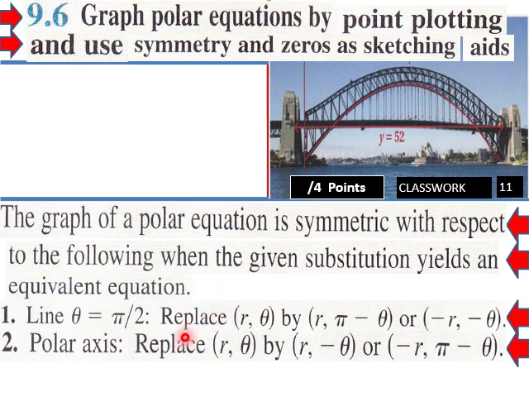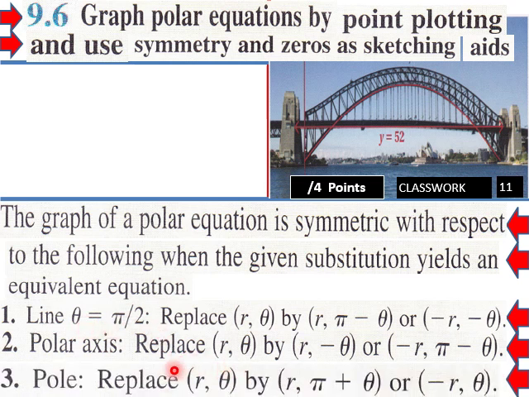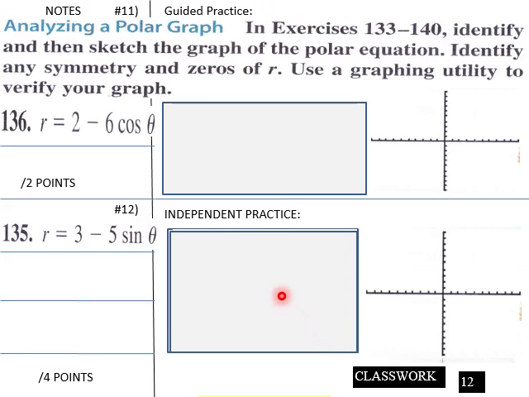And then a polar axis, you would replace r, theta by r and then negative theta, or negative r, then pi minus theta. So for polar, you'd have a different method here than you would where your line theta is pi over 2. And then a pole, you would replace r and theta by r and then pi plus theta, or negative r and theta. So an example of that, identify then sketch the graph of the polar equation here.